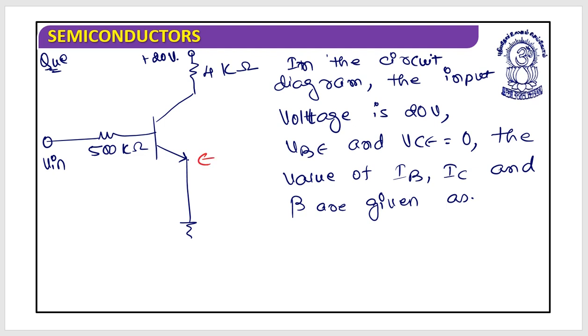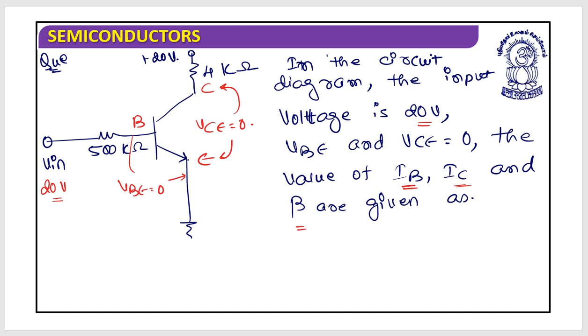This is the emitter terminal, this is the base terminal, this is the collector terminal. So these three terminals are there. It's an emitter, it's a base, and there is a collector. And we have been given that the input voltage is 20 volt. This is V in. This VBE is 0, so the voltage between these two is 0. This VCE is 0. And the values of IB, IC, and beta are required.